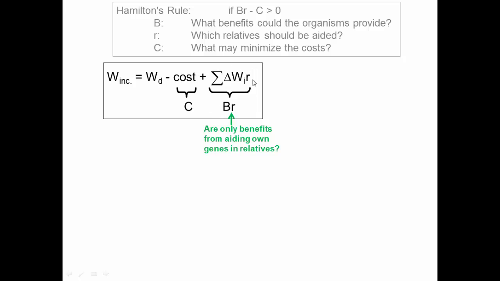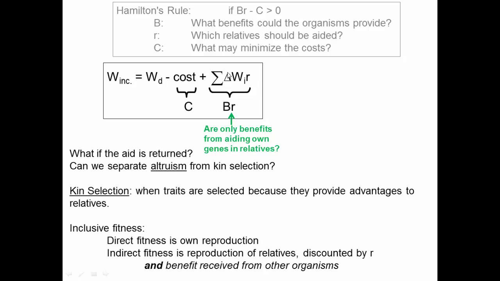So is this really all there is? Is it all just helping genetic relatives, or are there actually helpful behaviors to non-relatives, some sort of altruistic behavior? When the aid is returned, we might have extra terms in addition to these genetic relatednesses. But can we separate this altruism? So altruism would be helpfulness that doesn't immediately result in a benefit. Can we separate that altruism from kin selection?